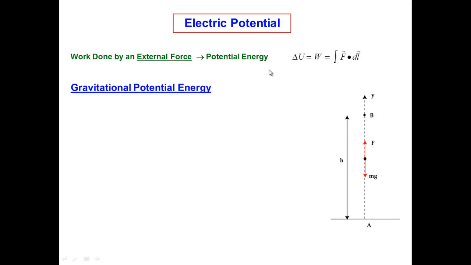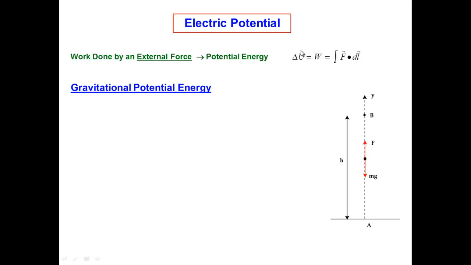So today, let's look at how charges behave in the presence of external forces, and we'll be able to define a potential energy for charges in the presence of electric fields, and that will also lead to the definition of something called the electric potential. So first of all, let's just review what the definition is of potential energy change.